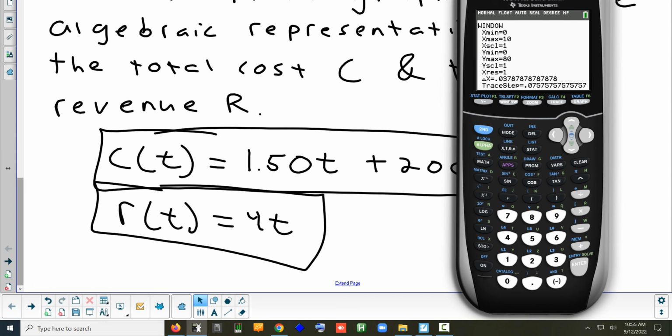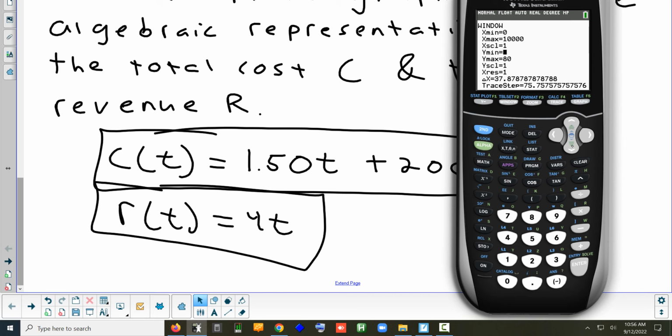Okay, so I agree with you, negatives don't make sense. So I'm going to put my x min at 0. X max is the number of t-shirts we produce. I have no idea how many we're going to produce. Let's say we produce up to 10,000. What we're going to be looking for is a break-even point. If we can't see that on the screen, we might need to set that higher.